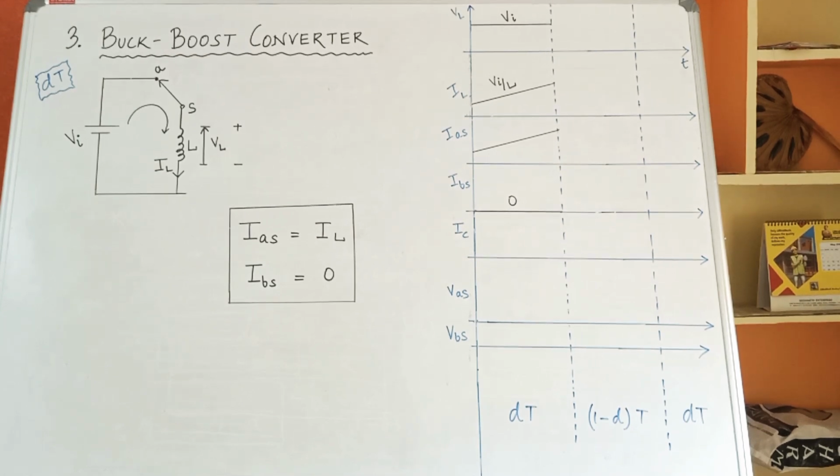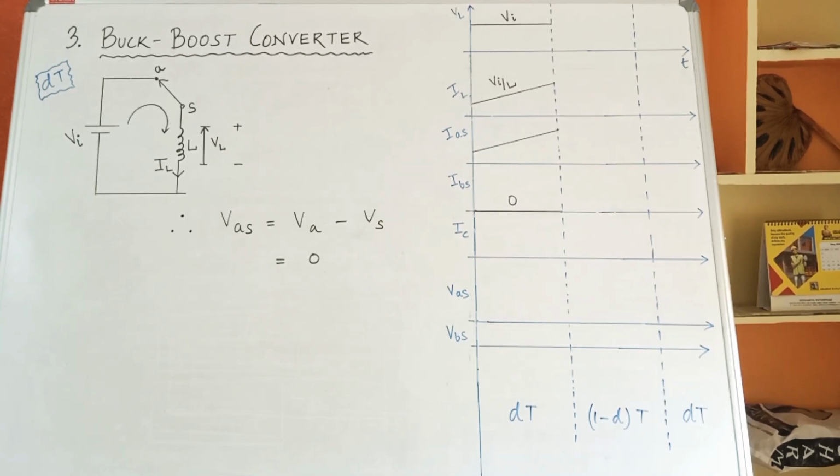Next, going into calculation of VAS, which is the potential difference between point A and point S. So VAS can be written as VA minus VS, and if you observe the circuit, points A and S are short circuited, hence A and S will have the same potential, thus VAS will be 0.